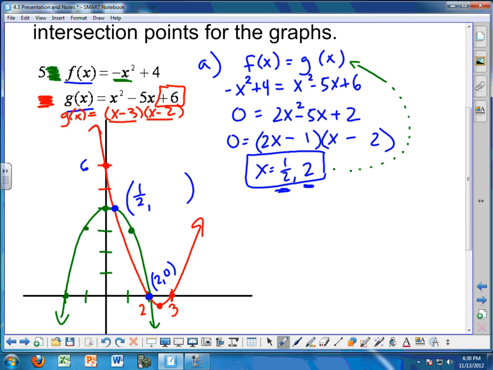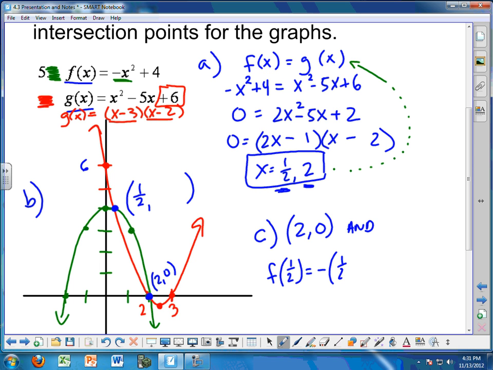That's the first one. All right, so part A was to solve the two equations. The second part, part B, was to graph them. And part C is to calculate where the intersection points are. So there's obviously one at 2, 0. And then let's fill in this other one by substituting the number 1/2 into either function. So I'm going to put it into f of x. It seems easier to me. So that would be negative 1/2 squared plus 4, or negative 1/4 plus 4, which is 15/4. So I'll put that right up in there as my second ordered pair, 1/2, 15/4.